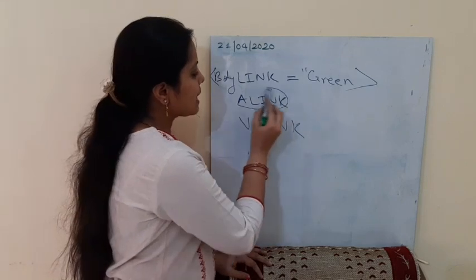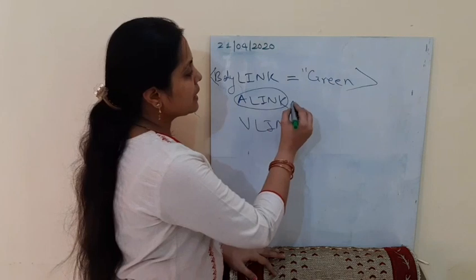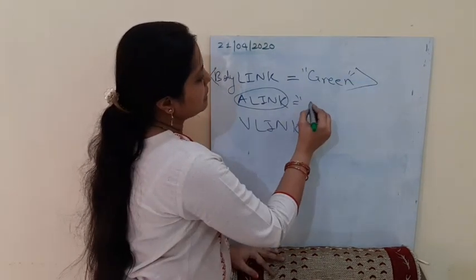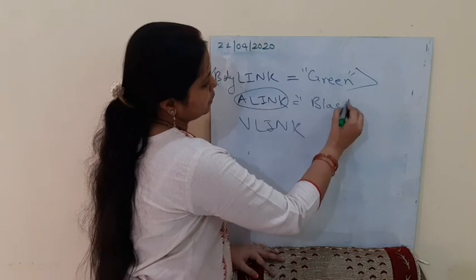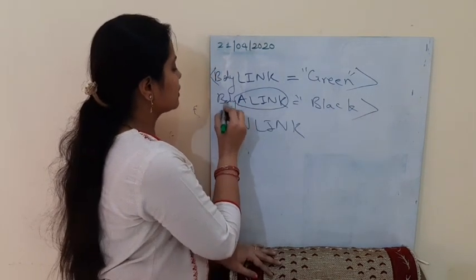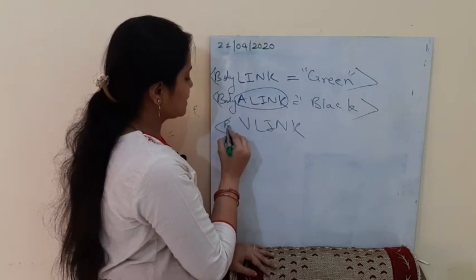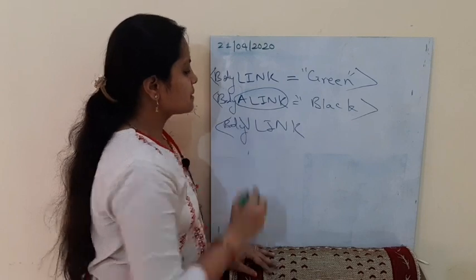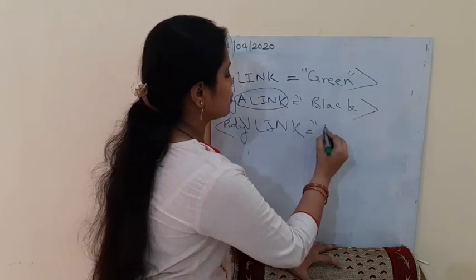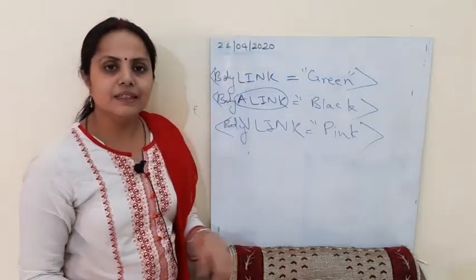A link stands for active link, the link that is being opened. Active link, everyone knows it's red. If I want, I can change it to black. So if I do it, the color of the active link on the page will change to black. And V is the visited link. The visited links are purple in color, but if I want, I can change this color to pink by this statement. Is it clear to everyone?